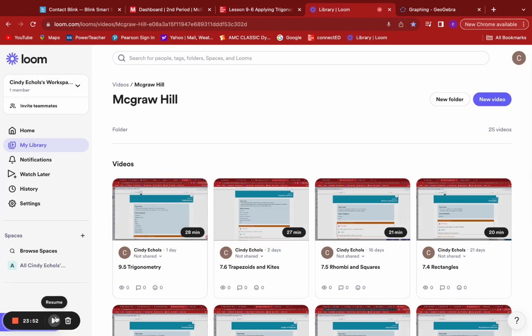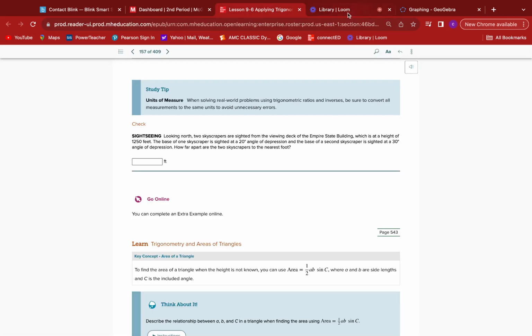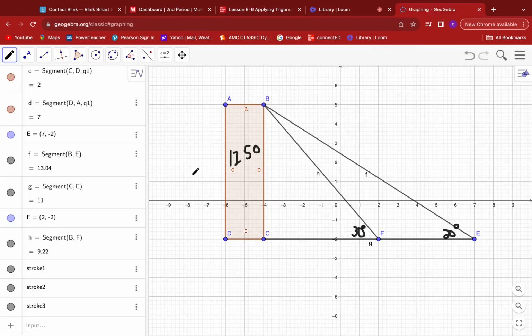Let me pause this. All right, you guys got it drawn out. A little bit more complicated than what I thought. Okay, so there we go. We've got a skyscraper, 1,250 feet tall. Looking down, angle of depression. Remember, the same thing as angle of elevation. So I got 2 triangles here.